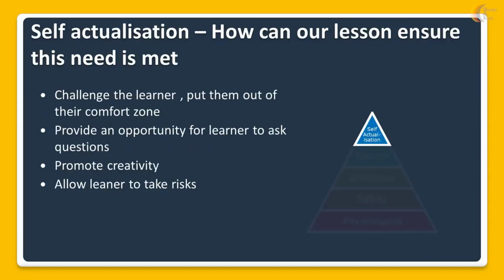Self-actualization. How can our lessons ensure that this need is met? Well, you need to challenge your learners. Put them out of their comfort zone. Get them to do things that they might not necessarily want to do instinctively. Provide an opportunity for the learners to ask you questions. It helps them to understand what's going on. Where possible, promote creativity and accept that everybody's work will be slightly different, and praise people accordingly. Allow learners to take risks. If there is no opportunity for a learner to step out of their comfort zone and take a risk, it's not going to be as easy for them to learn.